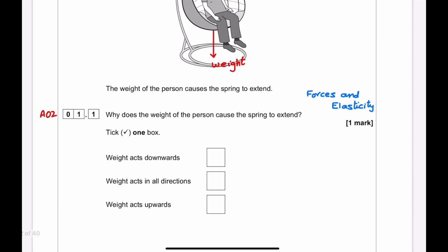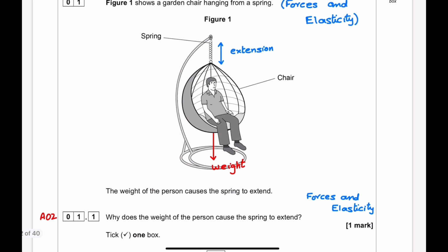Why does the weight of the person cause the spring to extend? It is an AO2 question, and this question is from the topic of forces and elasticity. We can see here in the figure that the weight of the person is acting downward, and weight is a force, and the force is acting downward. Therefore, it will pull the spring downward. As a result, there is an extension in the spring.